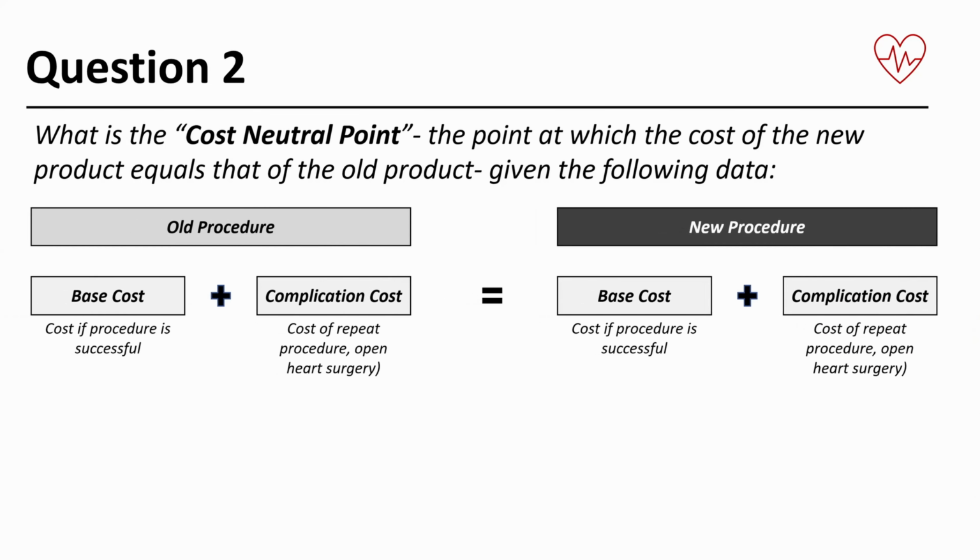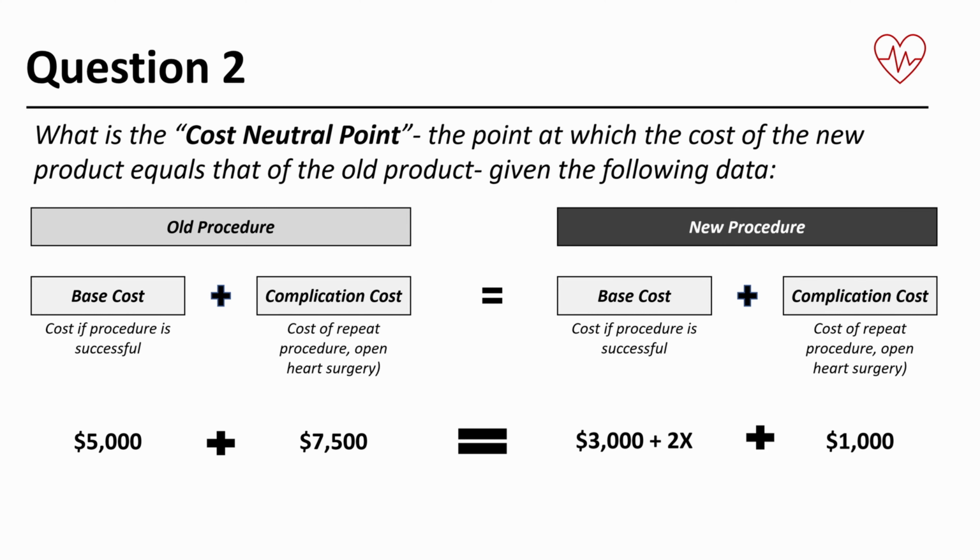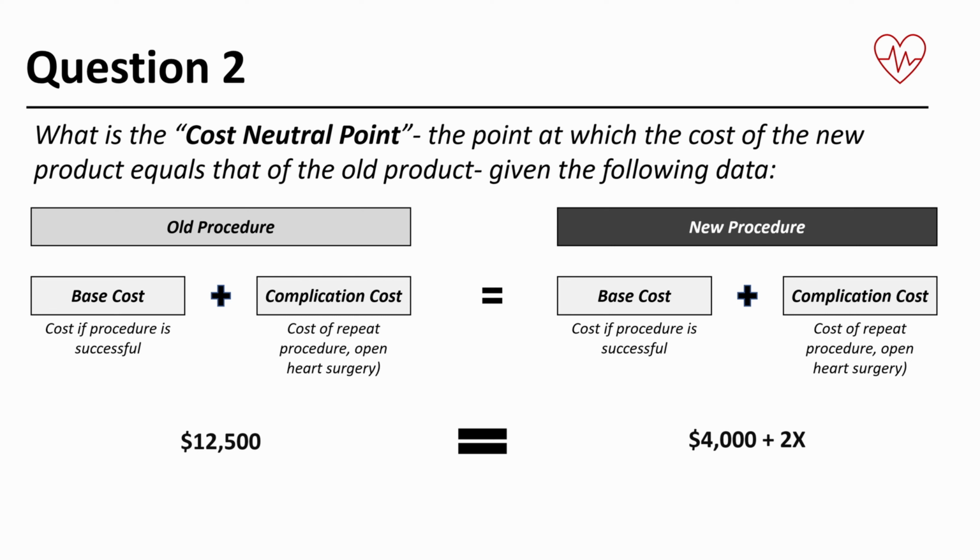If we plug that back into our framework, we see the base cost of $5,000 plus $7,500 is equal to $3,000 plus 2x plus $1,000, which can be simplified to $12,500 is equal to $4,000 plus 2x. If we subtract $4,000 from both sides, we get $8,500 is equal to 2x. And then by dividing both sides by 2, our cost neutral point becomes $4,250.